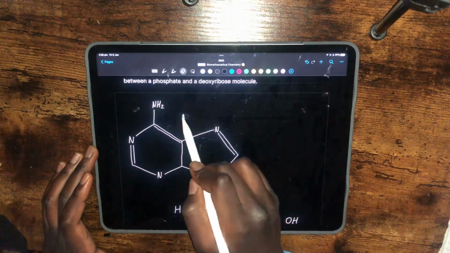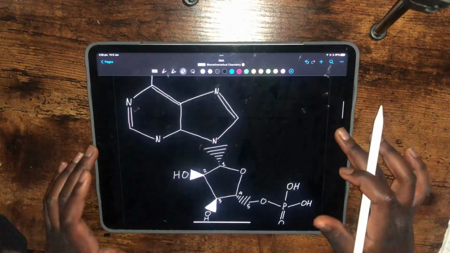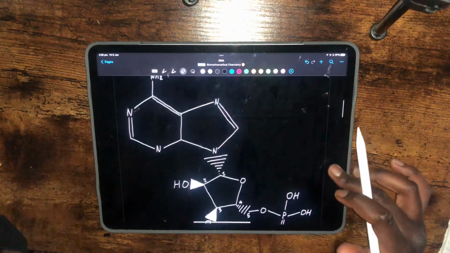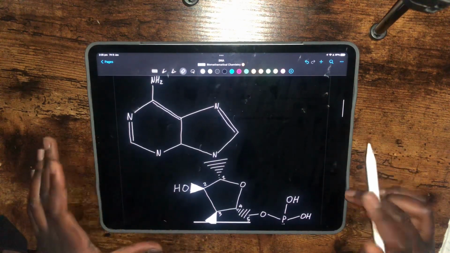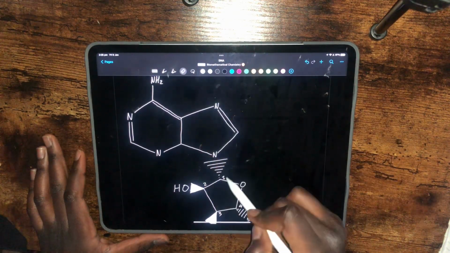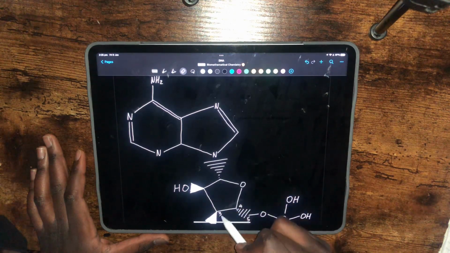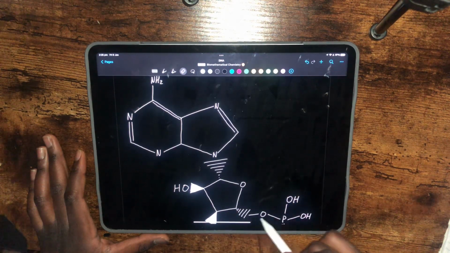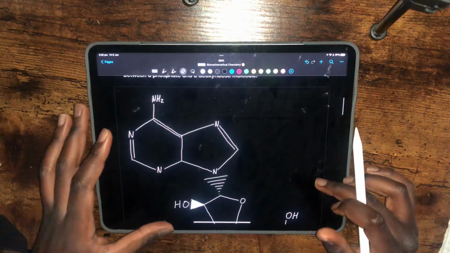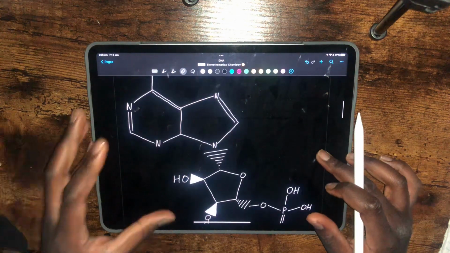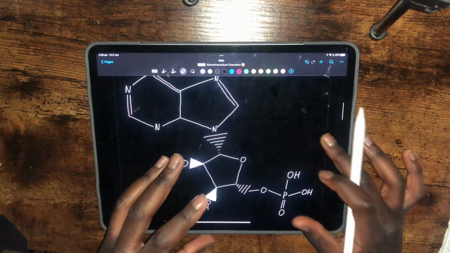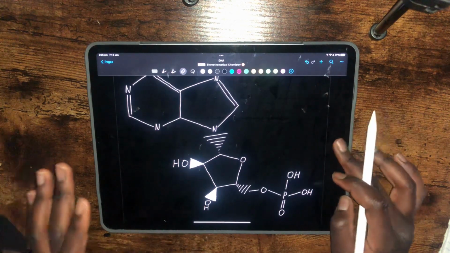So this is what a nucleotide looks like. So you have your nitrogenous base, your... sorry, I went through that a bit fast here. We'll go through what I mean later on. So this is what your nucleotide looks like. You have your nitrogenous base, your deoxyribose sugar, and your phosphate group, right?